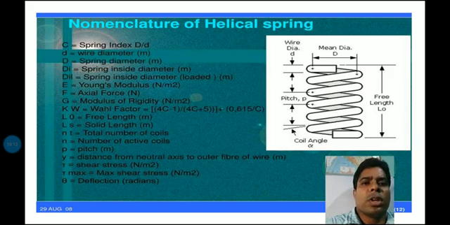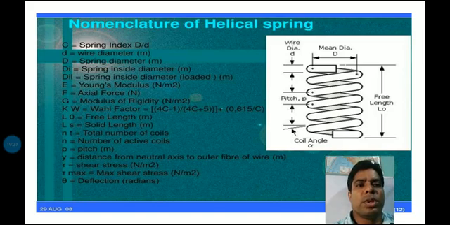L0 is the free length. Ls is the solid length. The solid length is obtained when the spring is in the compressed condition. If the spring is in the free condition, we get the free length, and if the spring is in the compressed condition, we get the solid length. Nt is the total number of coils. N is the total number of active coils.